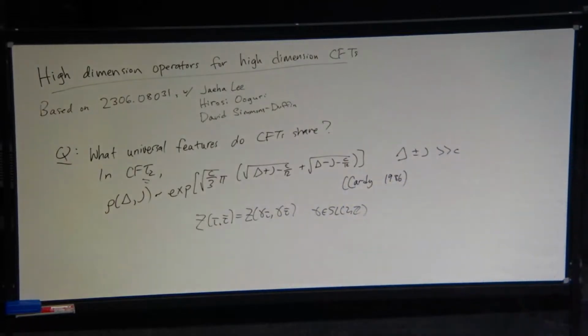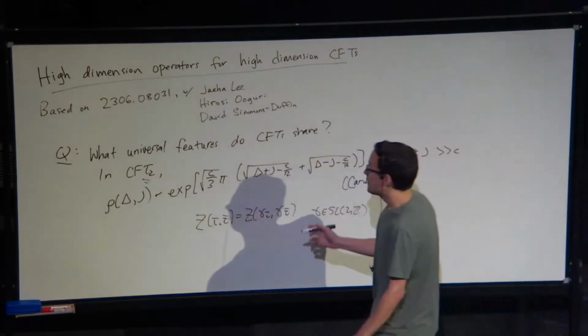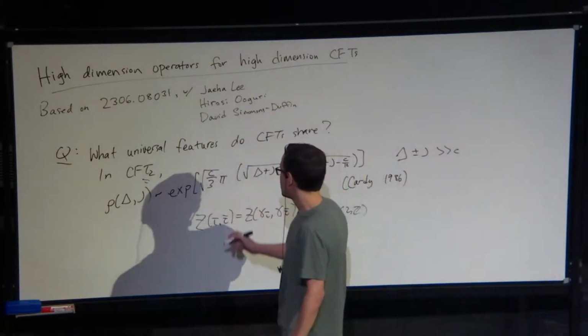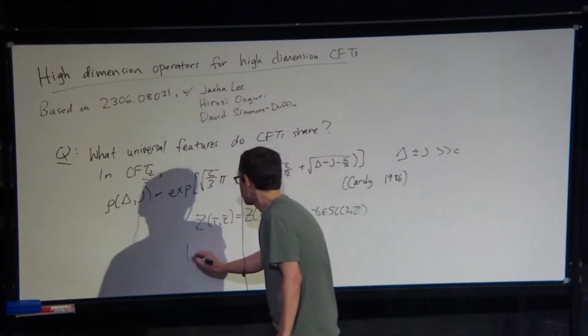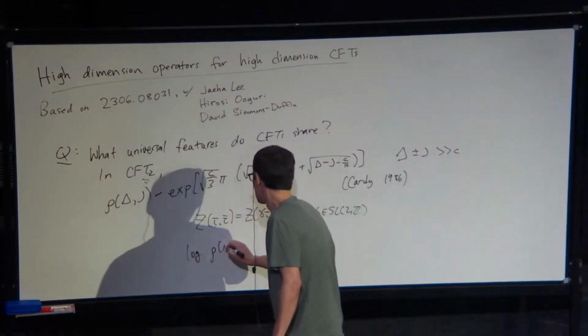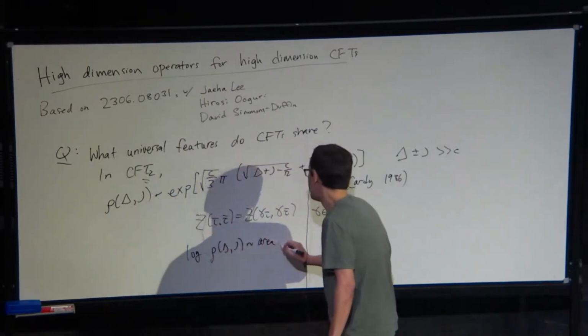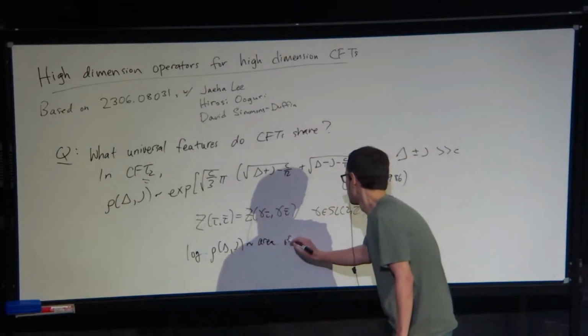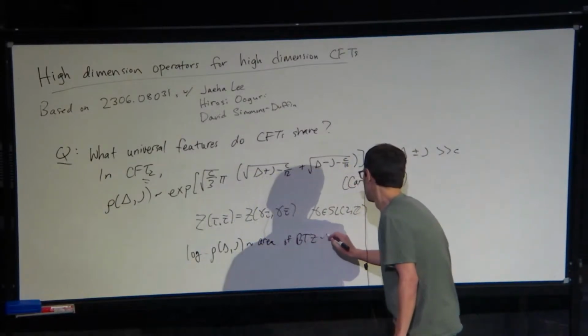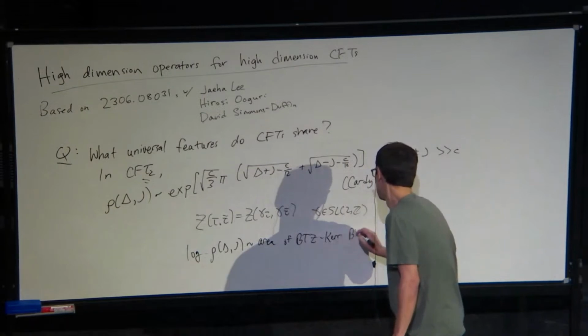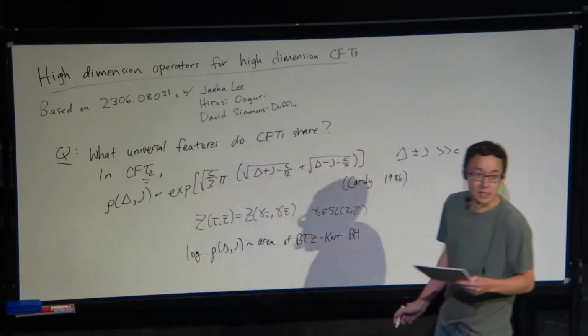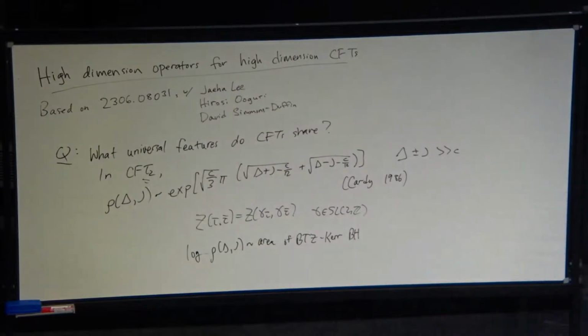It's true for the Ising model, and it's true for holographic CFTs. It's true for all CFTs, but for holographic CFTs, there's a particularly beautiful interpretation of this Cardy formula, which is that the entropy, the log of rho of delta and j, is roughly the area of a spinning BTZ black hole, where the mass and the spin are basically delta and j in appropriate units. Okay, so this is one universal feature that all 2D CFTs have.